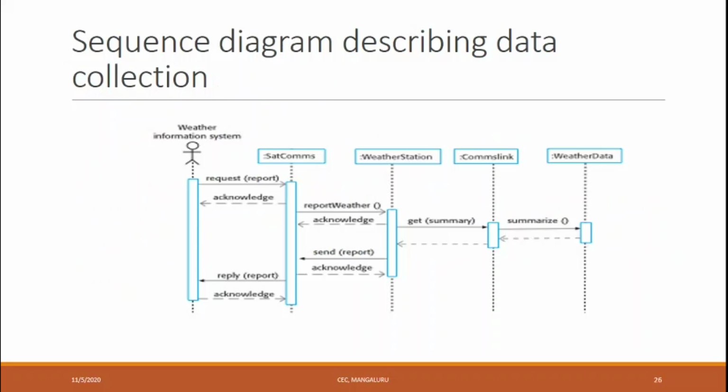So you can see this is a sequence diagram. We call these objects: satellite communication, weather station, communication link, and weather data. This is also an object. You can see the thin rectangular boxes represent the lifeline.